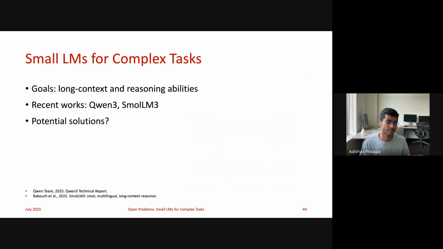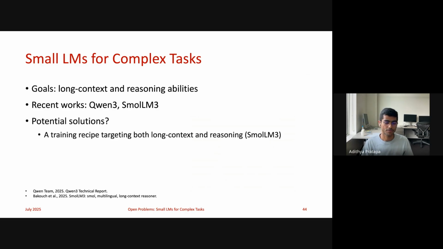And I see two potential solutions here. One is we want to figure out the training recipe that will help improve both long context and reasoning. And the way SmolLM3 does this is super interesting. They have a mid-training phase where they increase the context window of the model, and a post-training phase that adds the reasoning abilities.